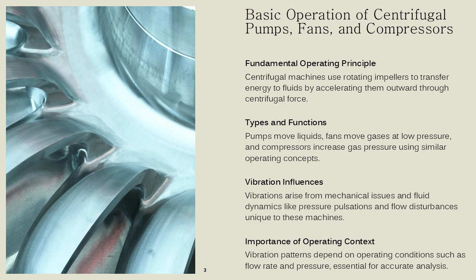Fluid enters near the center of the impeller, the eye, where it is accelerated radially outward by centrifugal force as the impeller rotates. This increase in velocity is then partially converted into pressure as the fluid passes through stationary components such as volutes, diffusers, or casings.